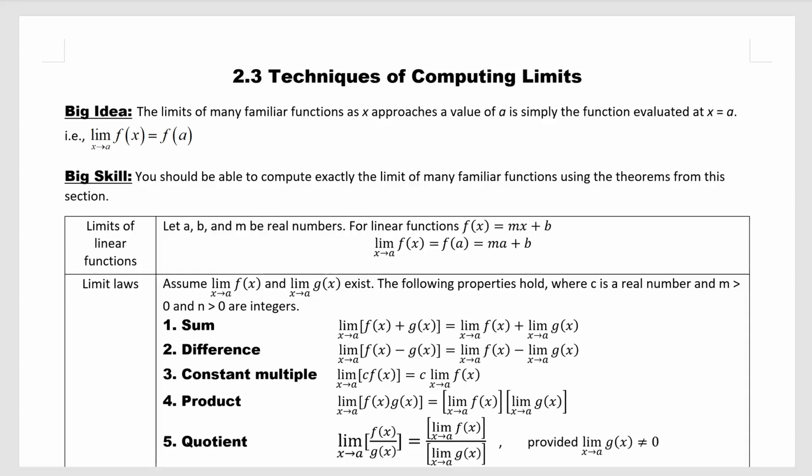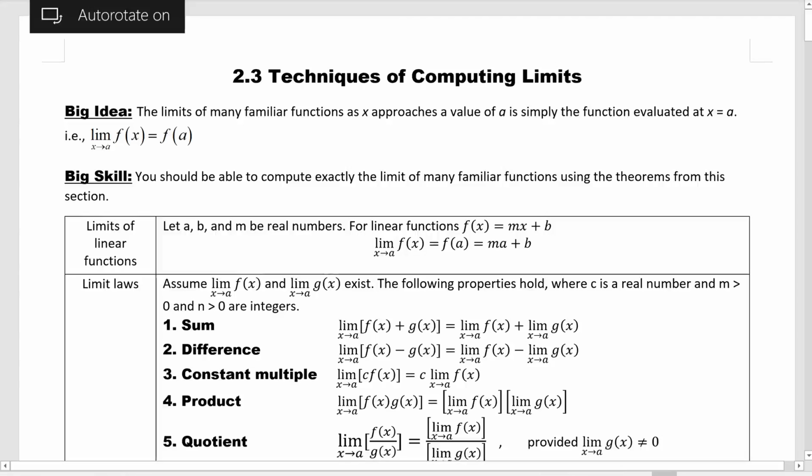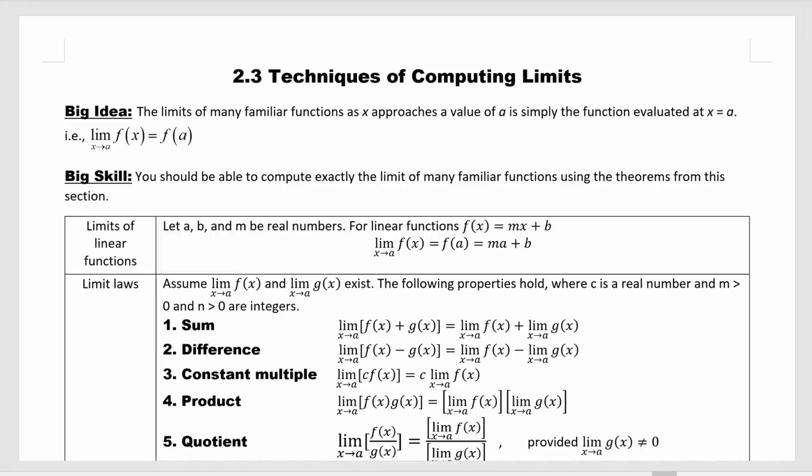Hi everyone. Today let's talk about section 2.3, techniques of computing limits. Big idea: the limit of many familiar functions as x approaches a value a is simply the function evaluated at a, i.e., the limit equals the function evaluated at a. This is true for a lot of functions, but not for all functions. We will talk about that in section 2.6. This is only true when the function is continuous.